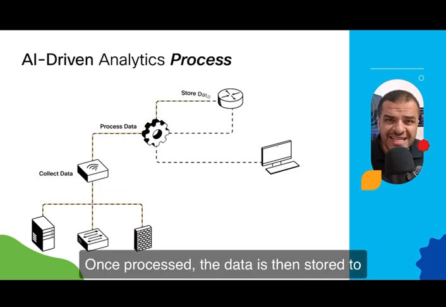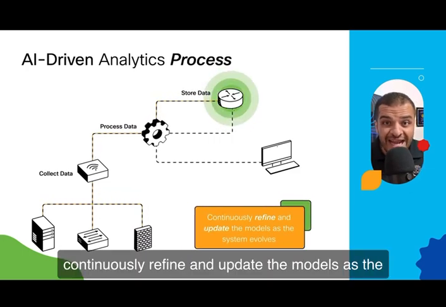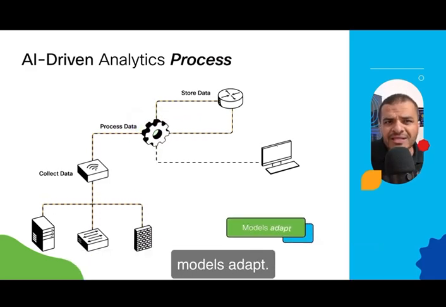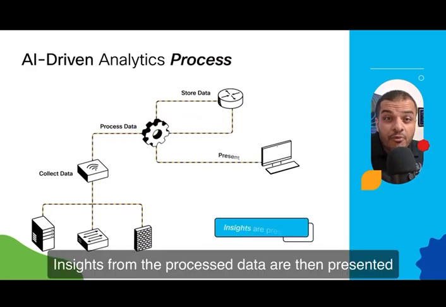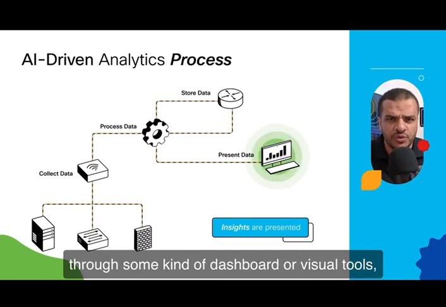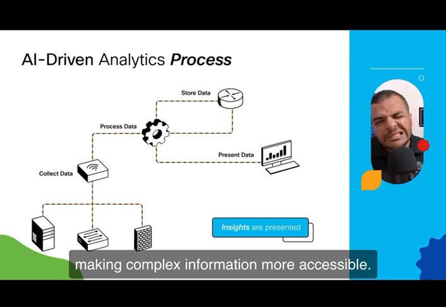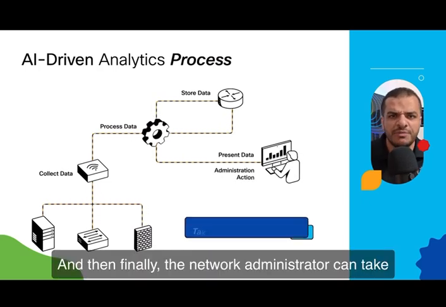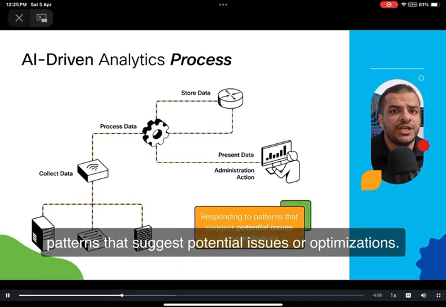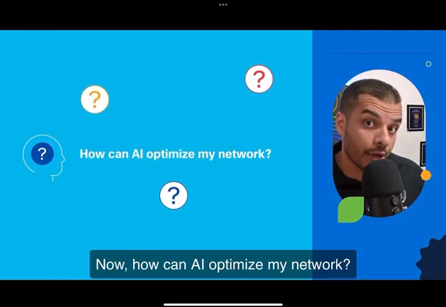Once processed, the data is then stored to continuously refine and update the models as the system evolves. As new features or usage patterns emerge, the models adapt. Insights from the processed data are then presented through some kind of dashboard or visual tools, making complex information more accessible. And then finally, the network administrator can take an action based on these insights, responding to patterns that suggest potential issues or optimizations. Now, how can AI optimize my network?